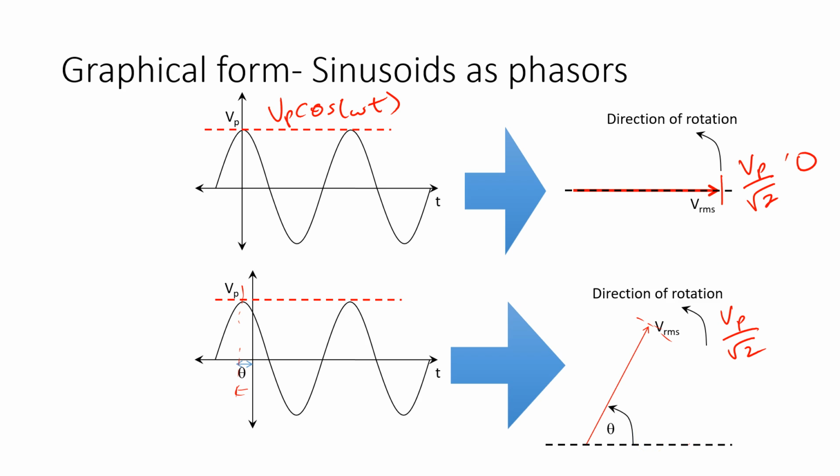So this is, as you can see, very simple to do. All I need to know is the magnitude and the phase. This one is Vp cosine(omega t plus theta).